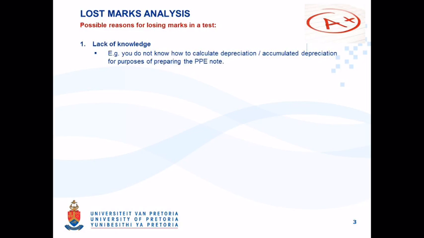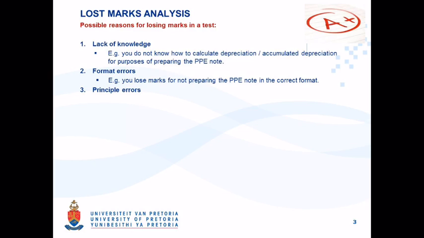Each time it is explained through an example with reference to a property, plant and equipment note. Lack of knowledge. You do not know how to calculate depreciation or accumulated depreciation for purposes of preparing the PPE note. Format errors. You lose marks for not preparing the PPE note in the correct format. Principal errors. You capitalize an amount to PPE that should have been recognized as an expense.